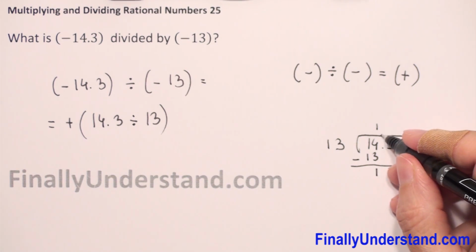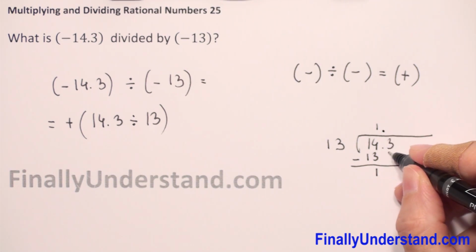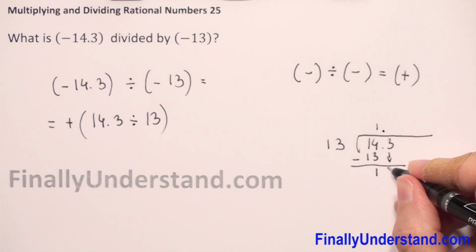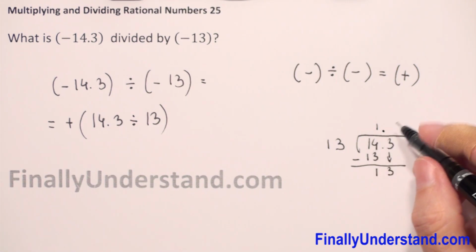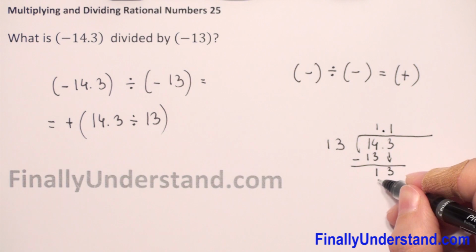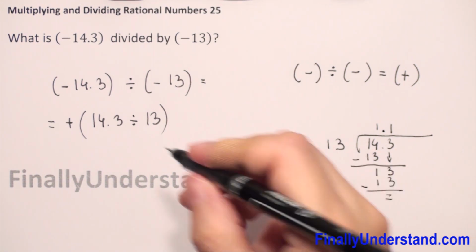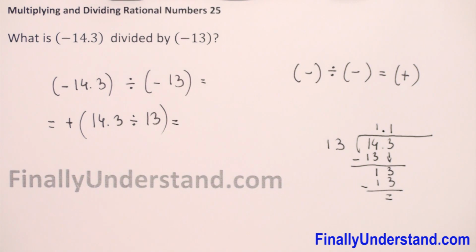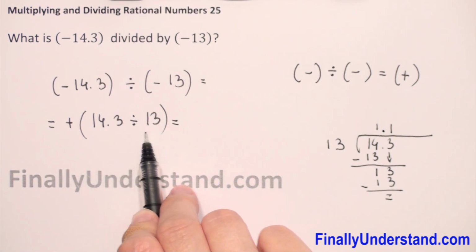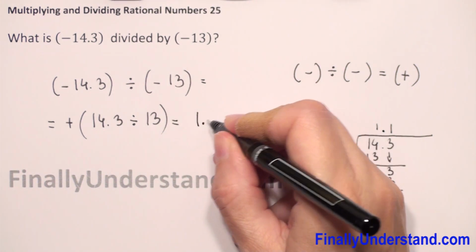We put up the decimal point. Then take down the first digit, 3. So it will be 13 divided by 13 is 1. 1 times 13 is 13. We finish long division, and we got the answer. The positive sign you don't have to write. 14.3 divided by 13 is 1.1.